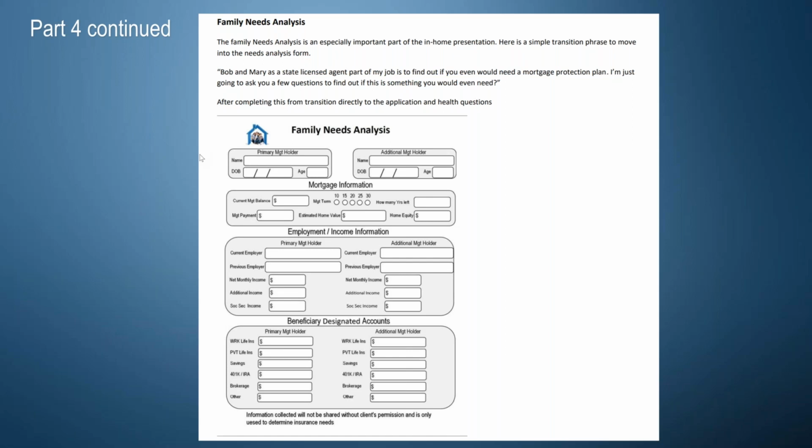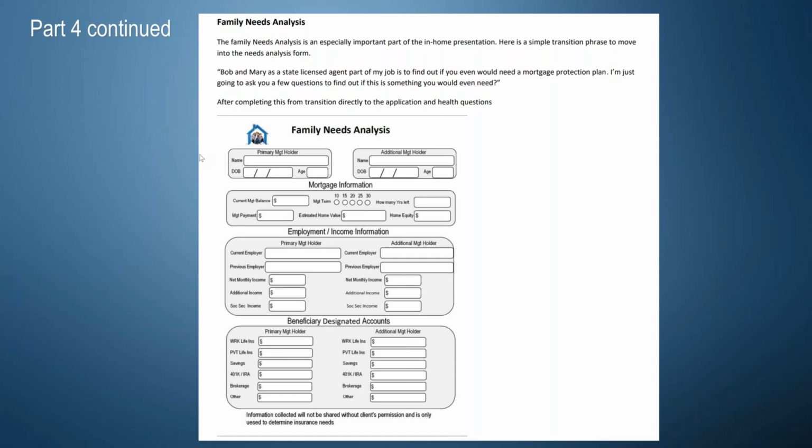I'm going to ask Jimmy and his wife if they currently have life insurance through their work, how much they have. Do they have private life insurance? And then savings, 401k, brokerage account, or any type of other account. One way you can describe this is with the beneficiary designated account.